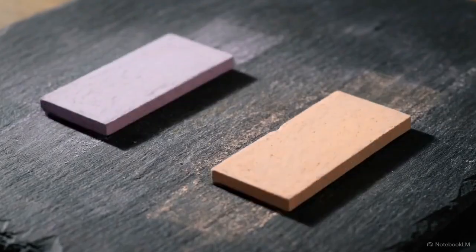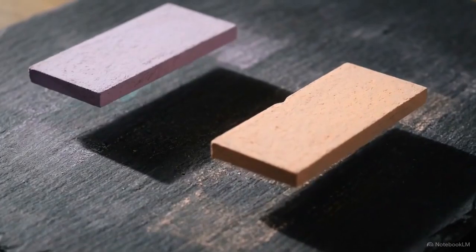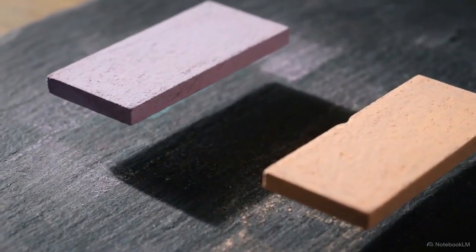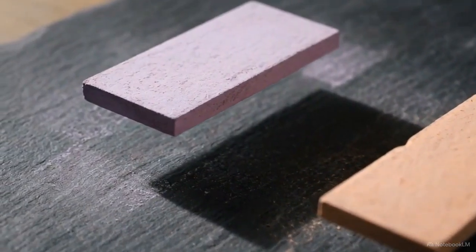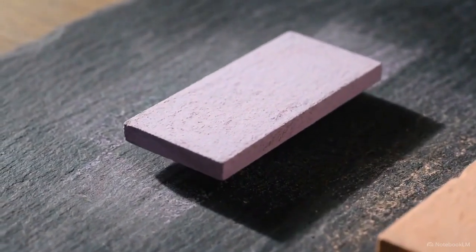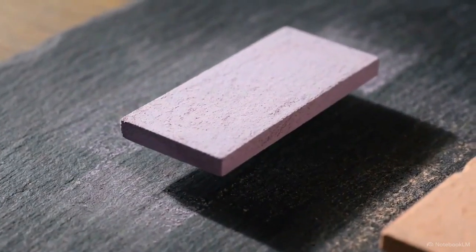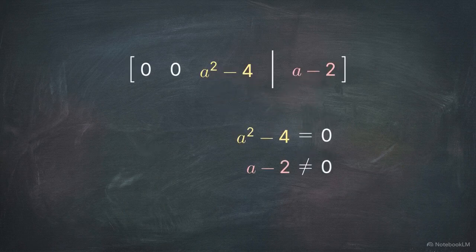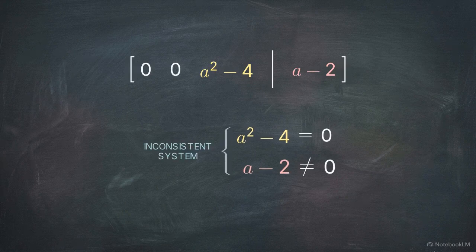We start by testing for an inconsistent system, one with no solution. Geometrically, this happens when parallel planes never intersect. Algebraically, it manifests as a logical impossibility, like 0 equaling a non-zero number. Looking at our bottom row, we force the left side to equal 0, while keeping the right side non-zero. That sets up two simultaneous conditions, a squared minus 4 equals 0, and a minus 2 not equal 0.